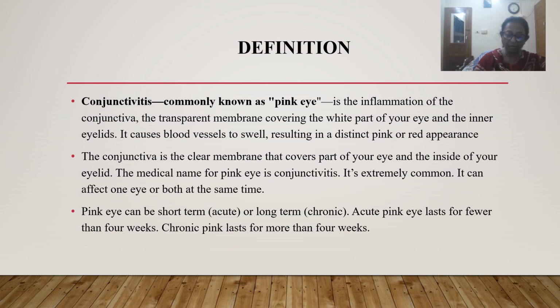Conjunctivitis is commonly known as pink eye. It's the inflammation of the conjunctiva, the transparent membrane covering the white part of your eye and the inner eyelids. It causes the blood vessels to swell, resulting in a distinct pink or red appearance. The conjunctiva is the clear membrane that covers the white part of your eye and the inside of your eyelid. The medical name for pink eye is conjunctivitis. It is extremely common. It can affect one eye or both eyes at the same time.